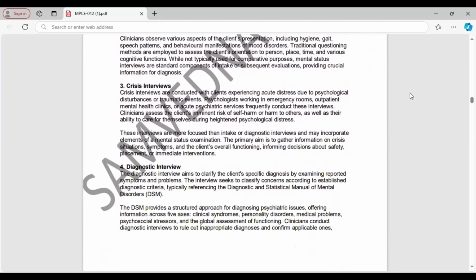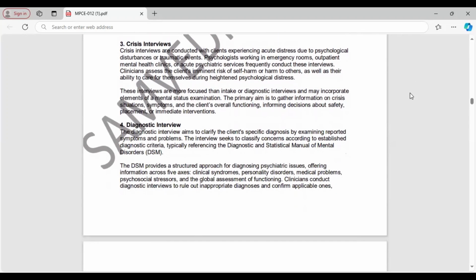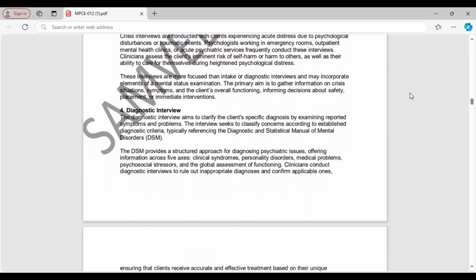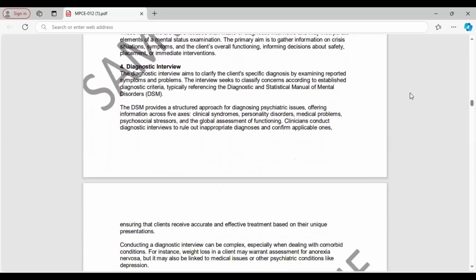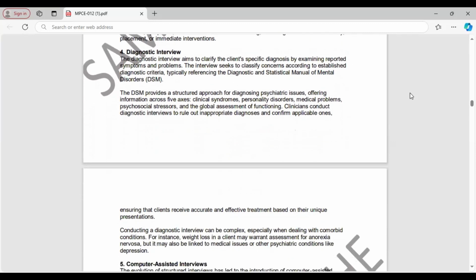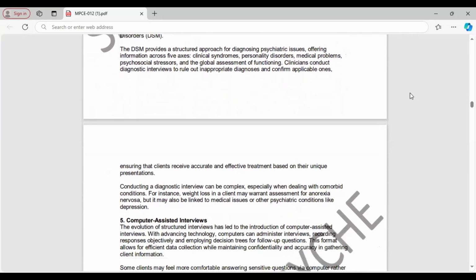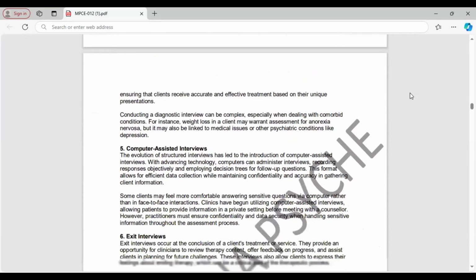Crisis interview. These interviews address clients in acute distress, addressing the risk of self-harm or harm to others. Conducted in emergency settings, crisis interviews focus on immediate safety and interventions. Diagnostic interviews aim to classify concerns based on established criteria like the DSM, and help confirm or rule out diagnosis, especially in cases with comorbid conditions.